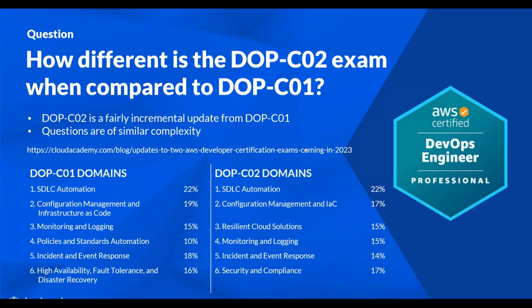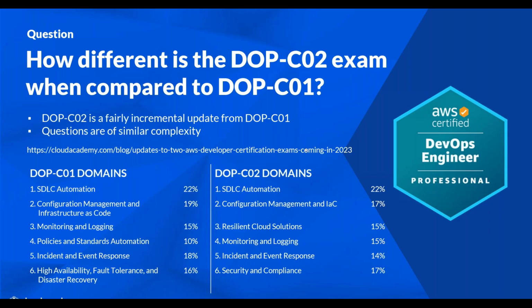So how do these exams differ? Well, the good news is that between DOP-C01 and C02, it is a fairly incremental update. Comparing the two sets of domains from the two exam guides, we've laid them out side by side there, and they're actually quite similar. There are a couple of little adjustments to some percentages within the domains here and there. But domains 1 and 2 are exactly the same, with just a small change in the percentage weighting of domain 2.